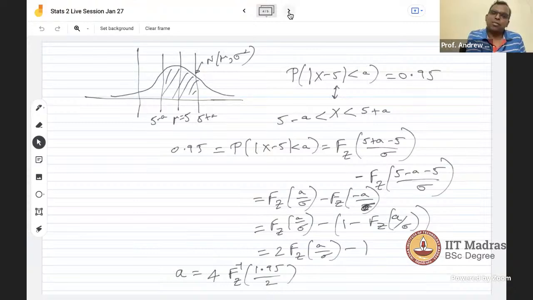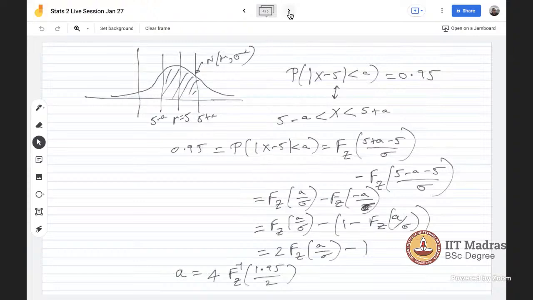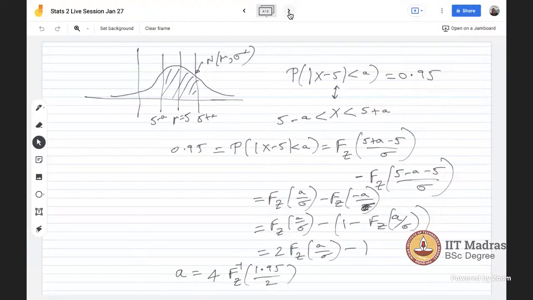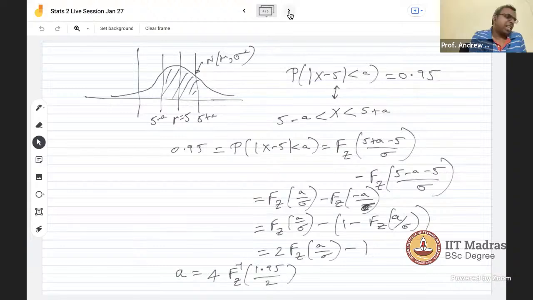1.95 divided by 2 is 0.475. Where do you get 475? It will be 1 minus 0.95 divided by 2, which is 0.975. Is that okay? Yes, sir. There are various quick ways to do this.